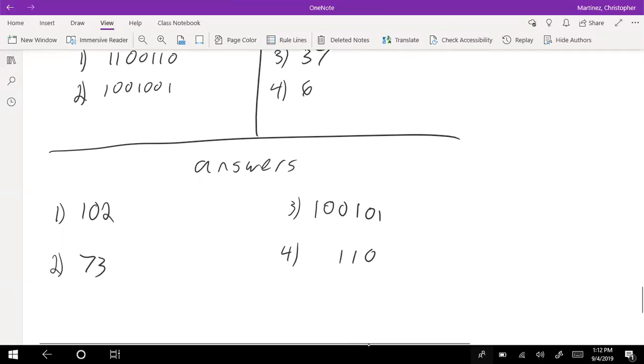Well, I hope that was useful and that you know a little bit more about binary numbers.